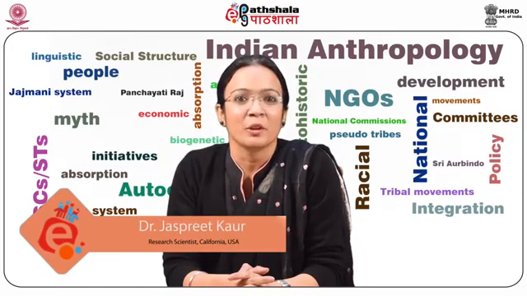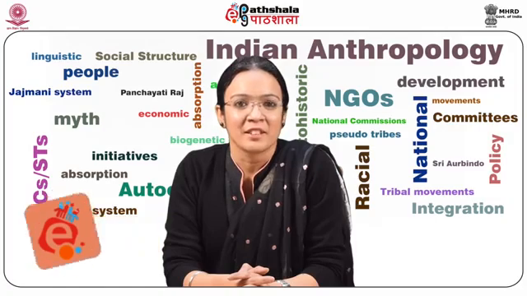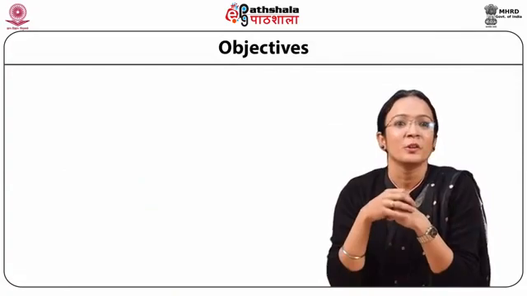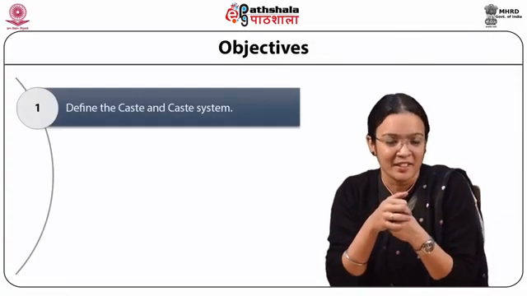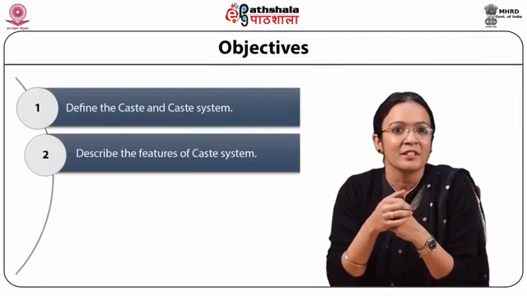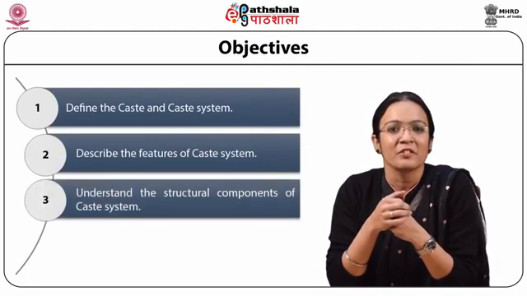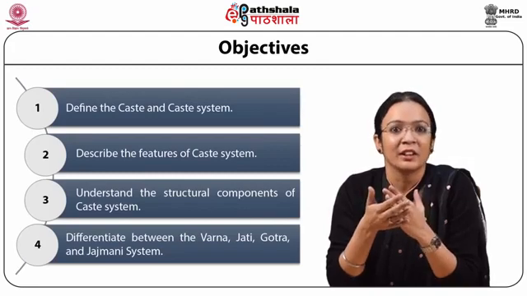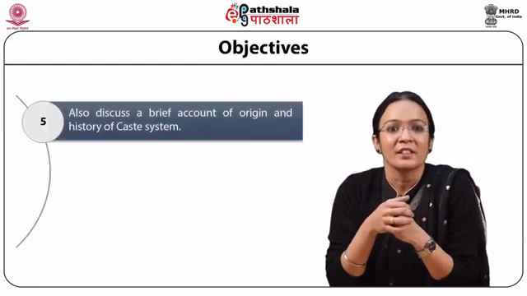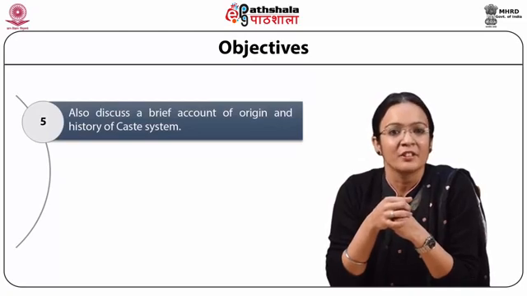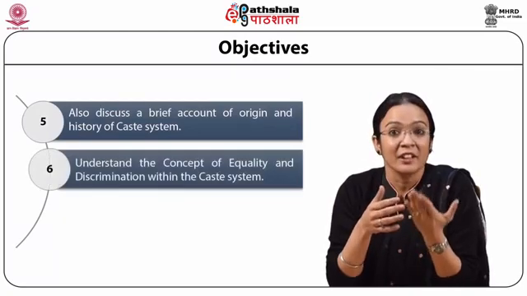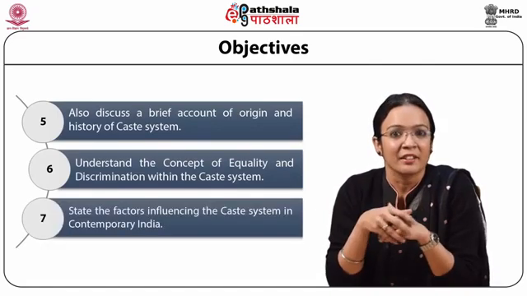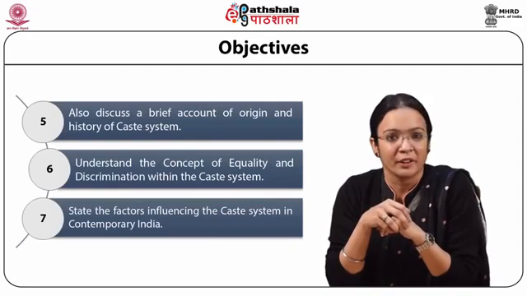Today we will study the module Definition and Criteria of Caste System from the paper Indian Anthropology. After going through this module, you will be able to define the caste and caste system, describe the features of caste system, understand the structural components of caste system, differentiate between Jati, Varna, Gotra and Jajmani system, and also discuss a brief account of origin and history of caste system. Understand the concept of equality and discrimination within the caste system. State the factors influencing the caste system in contemporary India.